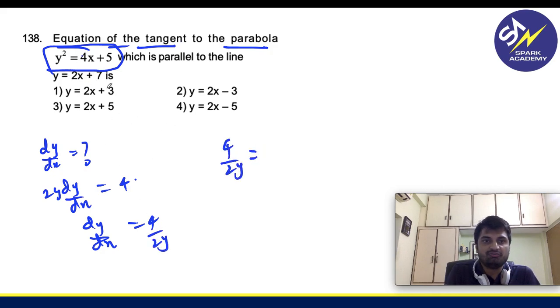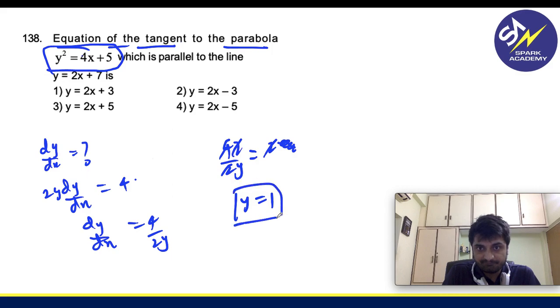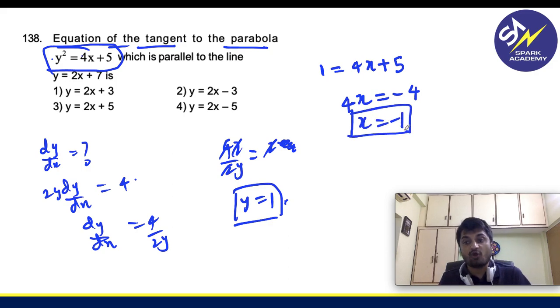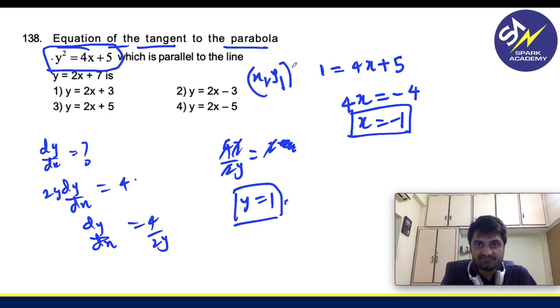Again, these two are parallel, so slopes should be equal. So 4 by 2y should be equal to 2, right? It's not 2x, should be equal to 2. The 2 cancels with 2 times 2, y value is 1. So if y value is 1, what is your x value? 1 equals 4x plus 5. So 4x is -4, x value is -1. So I got my point of contact, right? I got x1, y1 as (-1, 1).